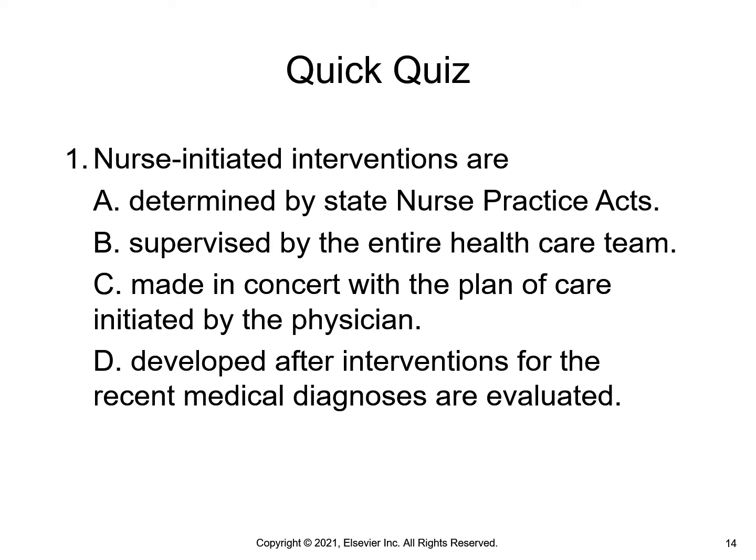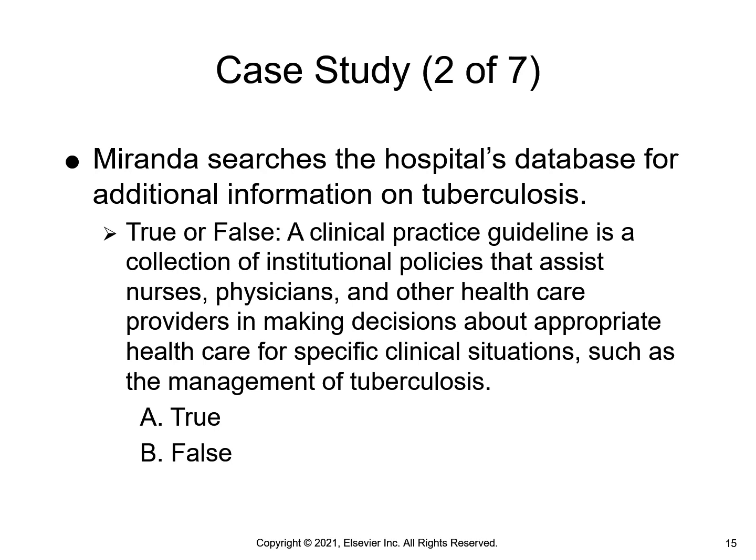The answer is A. Individual nurse state practice acts determine nurse-initiated interventions. A clinical practice guideline is a collection of institutional policies that assist nurses, physicians, and other healthcare providers in making decisions about appropriate healthcare for specific clinical situations, such as the management of tuberculosis. True or false?